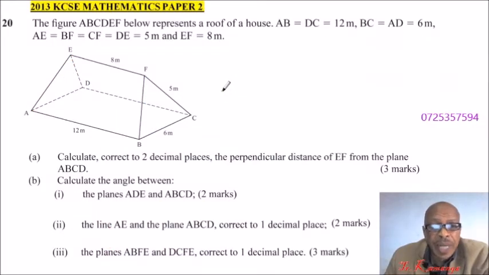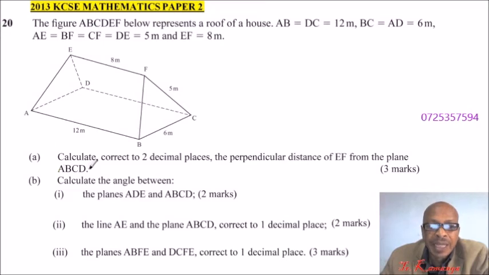This is question number 20, 2013 KCSE Mathematics Paper 2. We are told the figure ABCDEF below represents a roof of a house. AB is equal to DC is equal to 12 centimeters. BC is equal to AD is equal to 6 centimeters. AE is equal to BF is equal to CF is equal to ED is equal to 5 centimeters, and EF is equal to 8 centimeters. So those measurements have been indicated on the diagram.